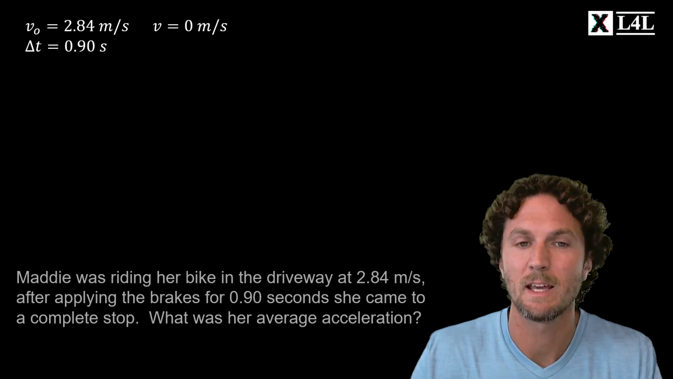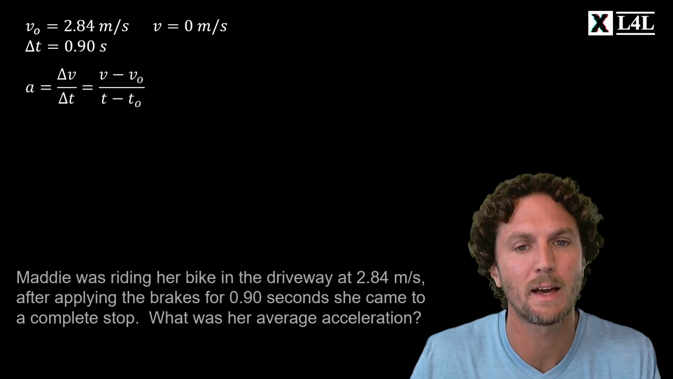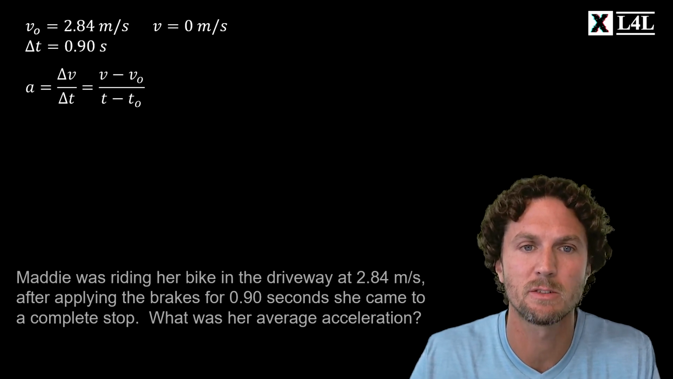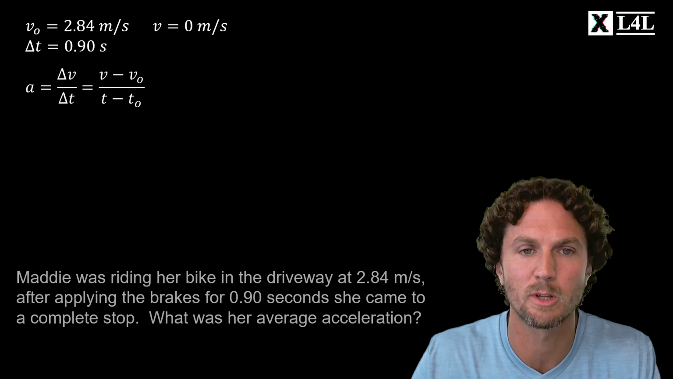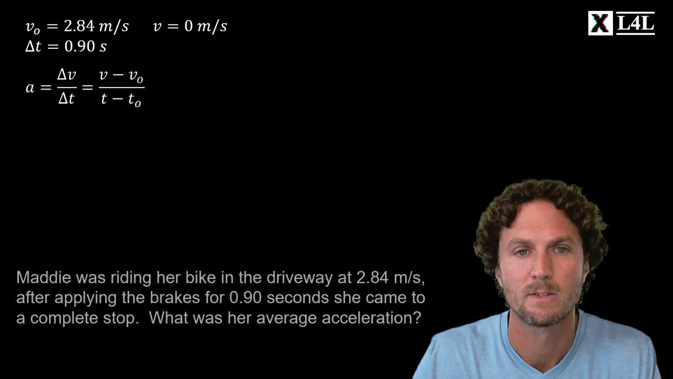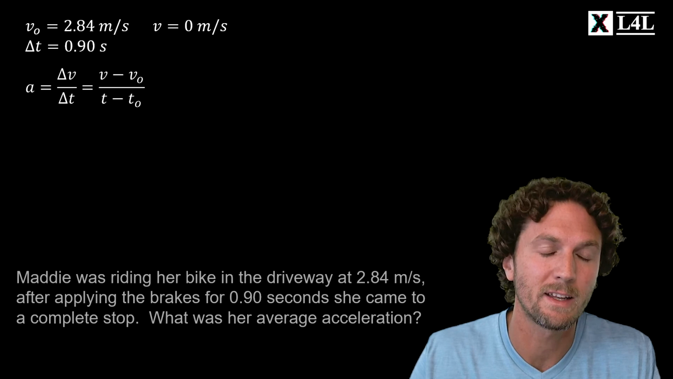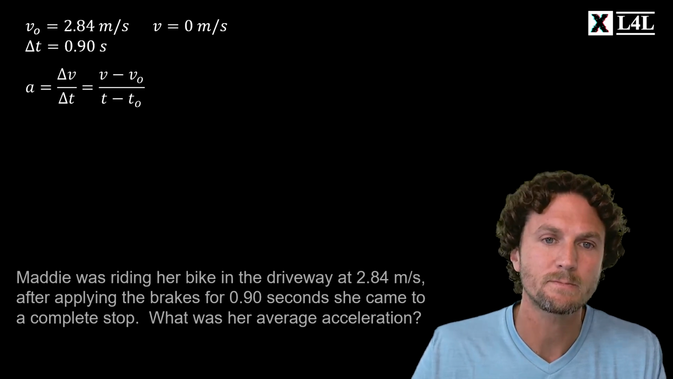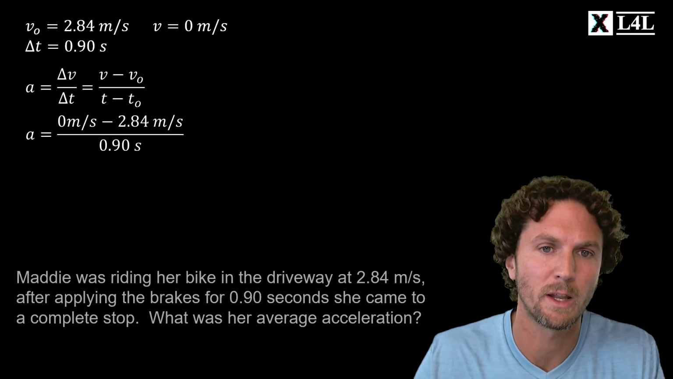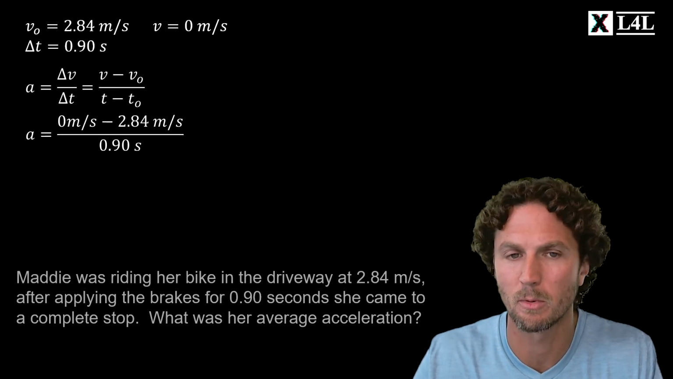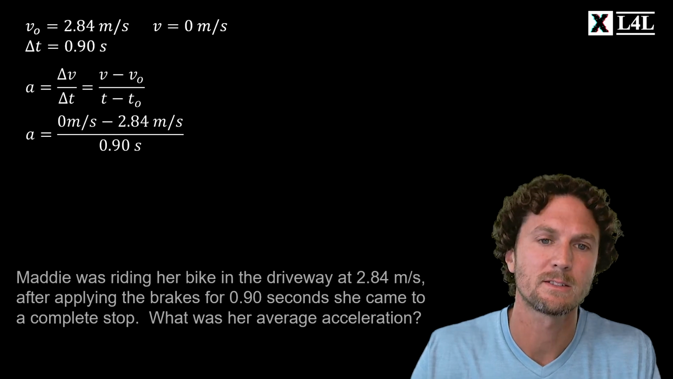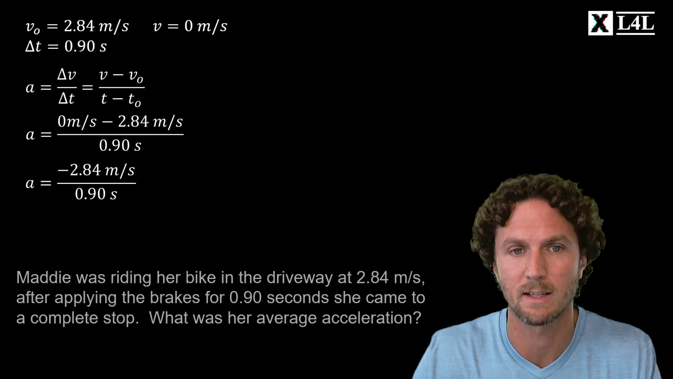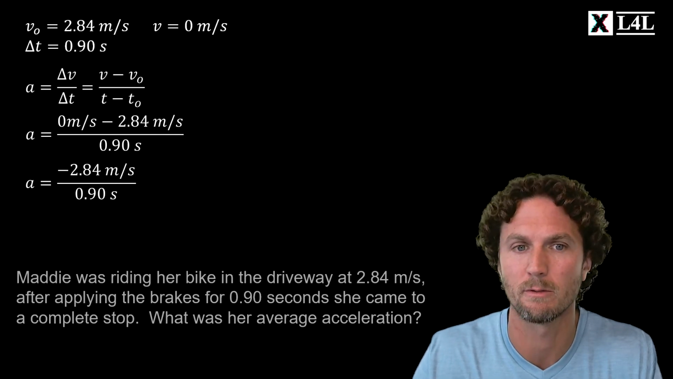All right, same equation that we had before, except this time I've actually expanded it to the complete version of that. That change in velocity, that delta V, is really final minus initial. So in this case, now that we've identified initial and final velocities, we can plug those variables in. And so it's 0 minus 2.84 meters per second, still divided by the 0.9 seconds. And this causes us to have a negative 2.84 meters per second in terms of our change in velocity, as before it was positive 2.84.